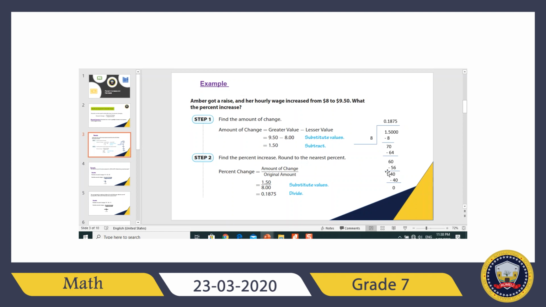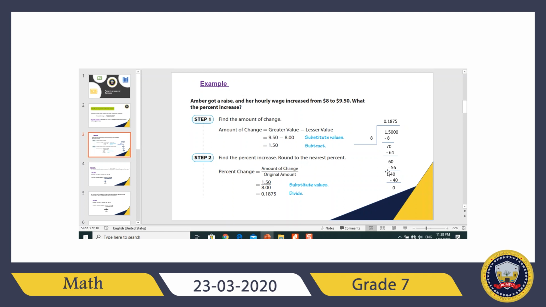This is what I just calculated, the difference between the two prices, but I didn't ask you about the difference between the new price and the old price. I asked you about the percentage of increase. How can I calculate the percentage of increase?